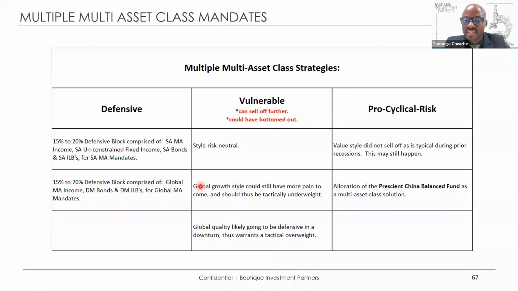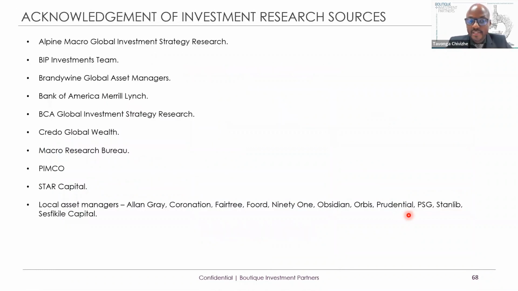We also have recommendations for the multi-asset portfolio. There's pretty much nothing to change here except for the possibility of introducing the Press China Balance Fund as that rally we're expecting starts to gain a lot of traction. This is pretty much, I think, what brings me to the end of our views for this particular quarter.